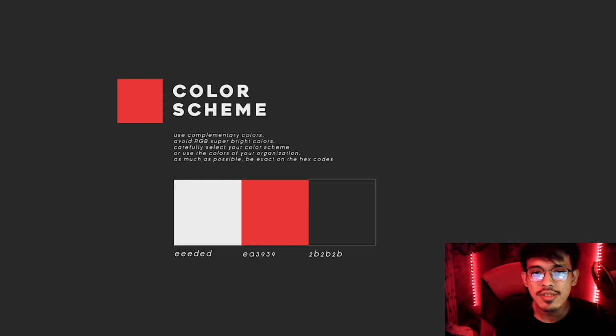So of course, the color of your organization. For example, in the school that I'm working in, it's color blue. So there's a particular shade of blue.